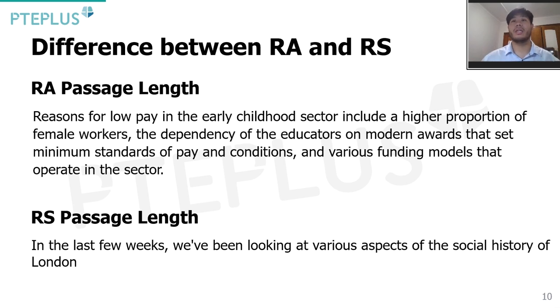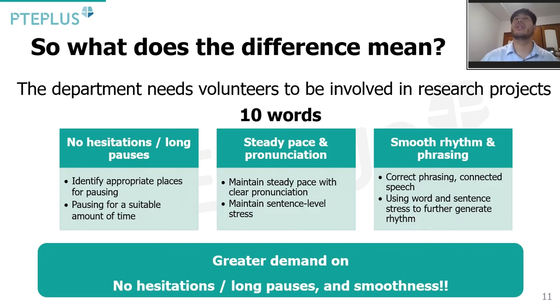Another difference we can see is for RA, we can see punctuation. We can see where the stops are meant to be. But for RS, we can't see where the stops are meant to be. So that means it's safer to stop for shorter amounts of time, as well as just not stopping in general.